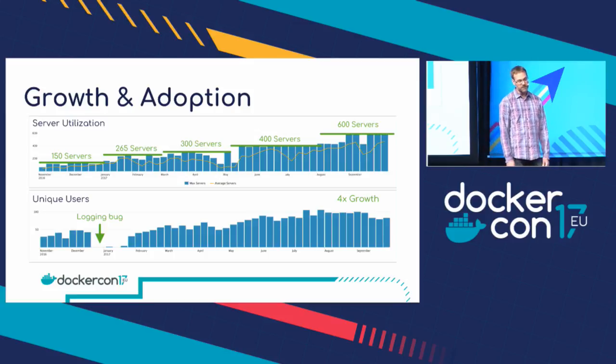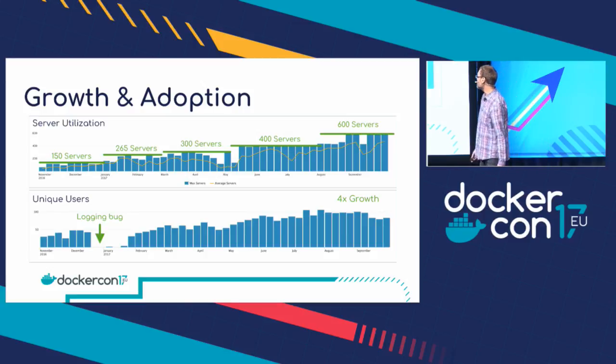Over time, we've expanded from about 150 servers in our data center to over 600 servers. As you can see in the chart on the top, the blue bars represent the number of max servers in use at any point during a week, and the yellow line that goes through them represents the average number.